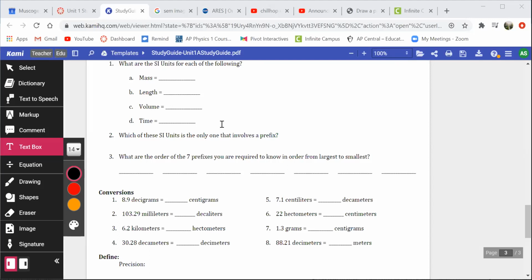So let's go ahead and look at one. What are the SI units for the following? What is our SI unit for mass? Remember, this one's a little different.